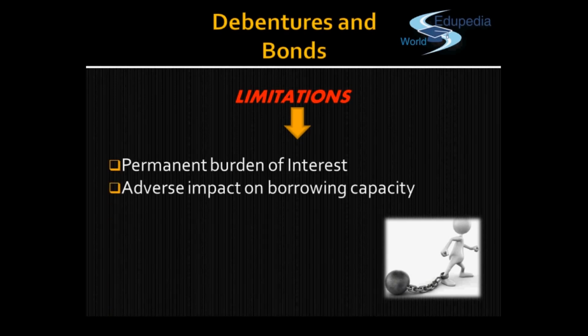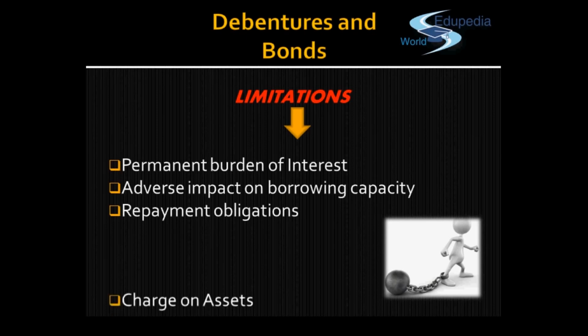Another limitation is adverse impact on borrowing capacity. The issue of debentures reduces the capacity of the company to further borrow funds. A large amount of debentures also reduces the credit standing of the company. Another is repayment obligation. The redeemable debentures have to be paid back on the specified date even if the company is facing financial difficulties. So it is a great limitation to the company. Charge on assets. Generally, debentures are issued against security of the assets of the company. In the event of default, the debenture holders may attach the pledged assets.